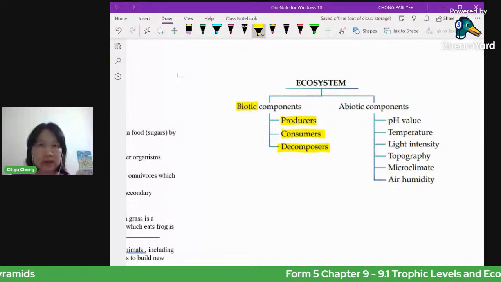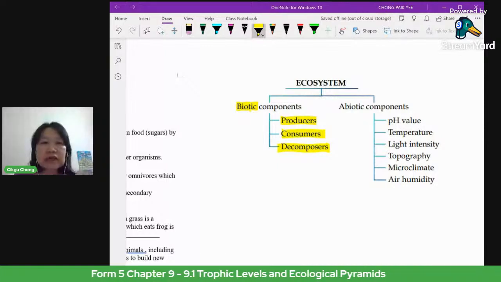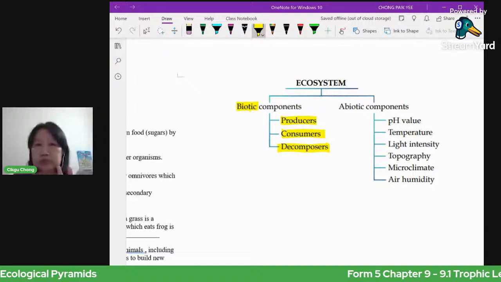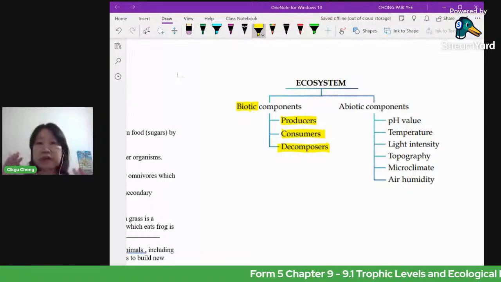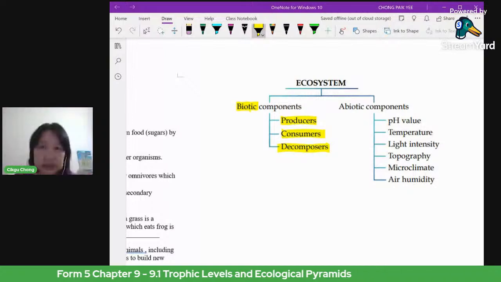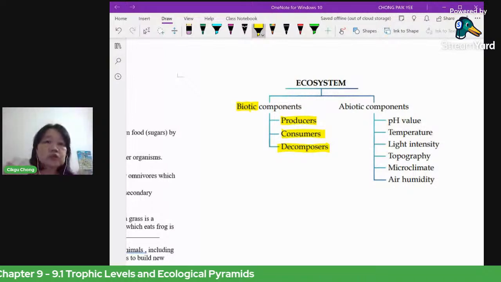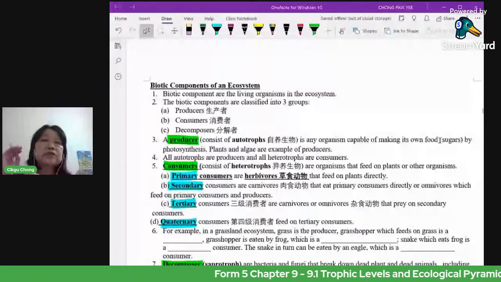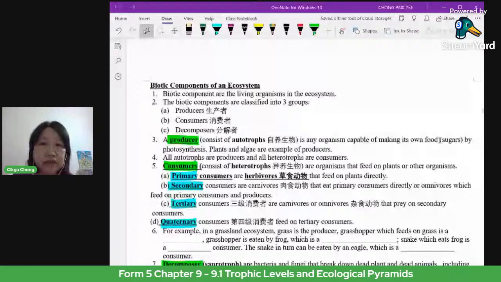All right, today we're going to look at the food chain. In any ecosystem, when you talk about biotic, they can play three roles: either you're a producer, a consumer, or a decomposer. Producer, we have learned in the previous lesson. A producer is an organism that is able to produce food. They are able to make their own food. There are two ways: one is the sunlight, another one is through chemical reaction. So they are called autotrophs. Here, producers are autotrophs.